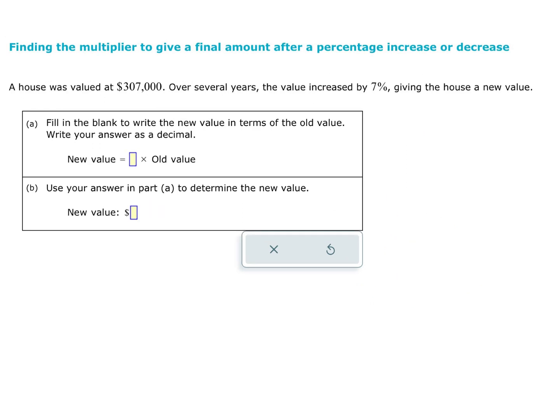Last example says a house was valued at $307,000, and over the year it went up by 7%, giving it a new value. Just like before, we need to multiply the old value by one whole plus the 7%, and 7% as a decimal is 0.07. So we're going to multiply the old value by 1.07. So 307,000 times 1.07.